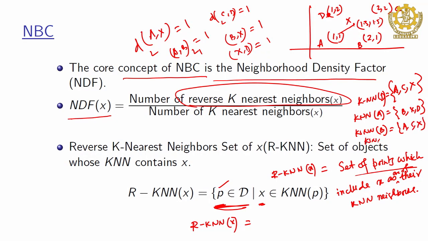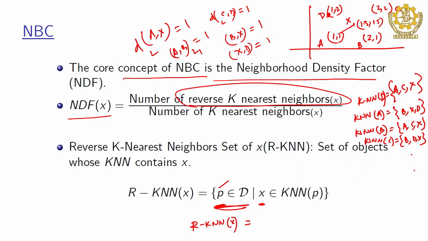What will be the kNN of C? It will be B, D and X. Did you get here? Did you understand? kNN of each point here. Did you get the kNN of each point?